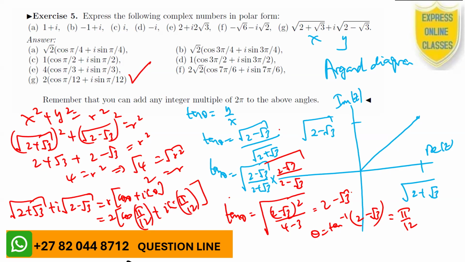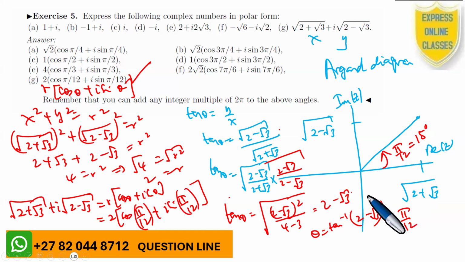Any question about this? So this one, the radius is 2. This is r in g cosine theta plus I the sine of theta. Okay, that is the Argand diagram there, and the complex number is this one. The angle theta is pi out of 12, which is the same as 15 degrees.